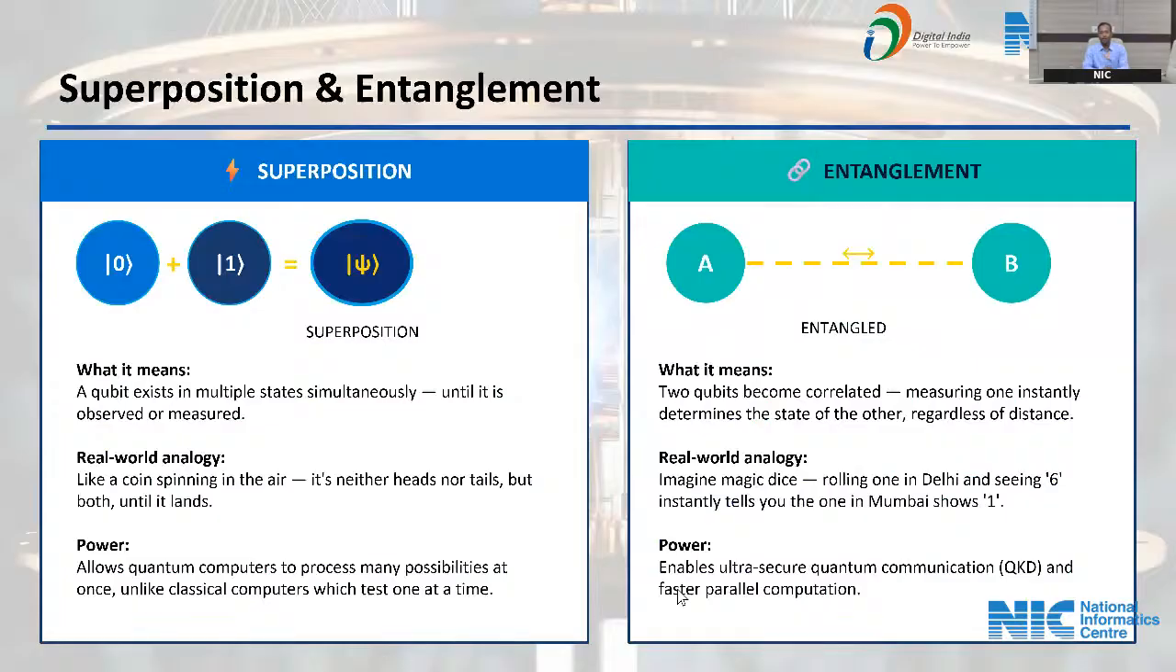So how can we compare this phenomenon with a real world analogy? When we roll a magic dice, if we see 6 in Delhi, we are pretty sure that the same dice when rolled in Mumbai will show 1. So this is called entanglement.